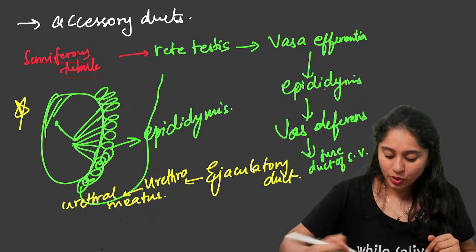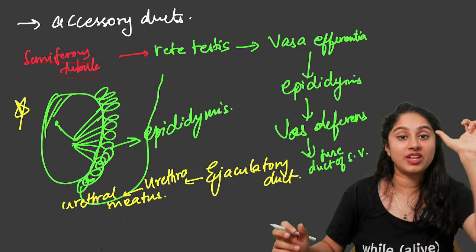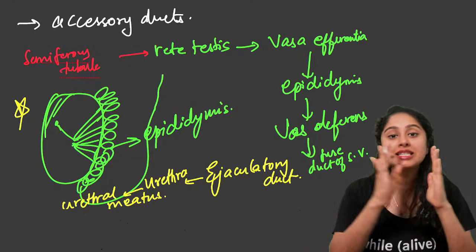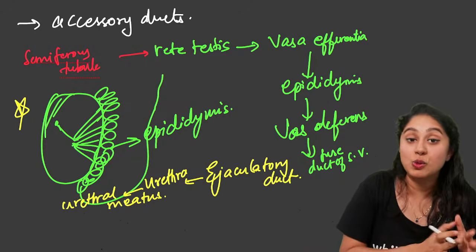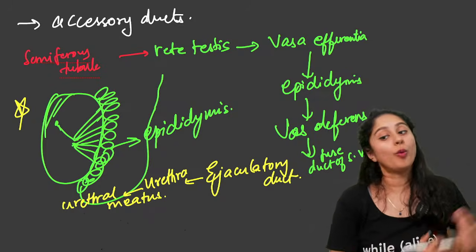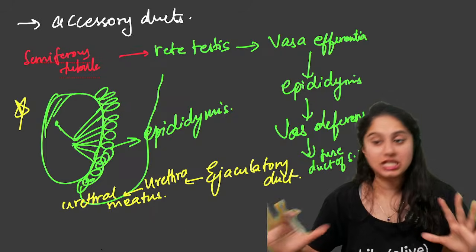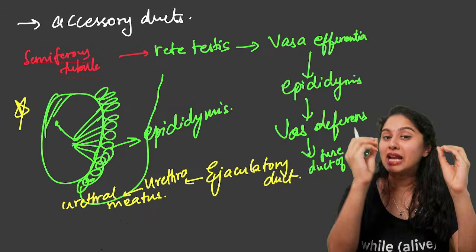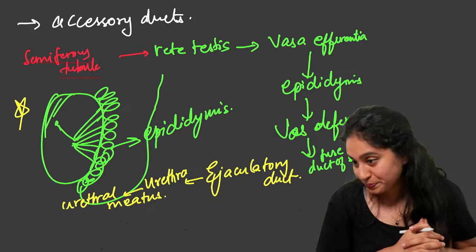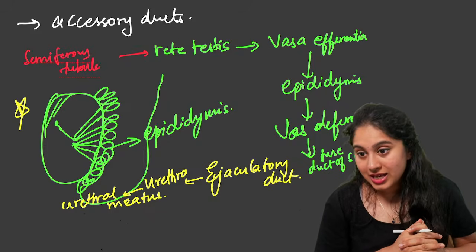So if you look at the flow of the sperms: from the rete testis, vasa efferentia, epididymis, vas deferens, then from the vas deferens it will fuse into the ejaculatory duct. From there it will merge into the urethra and open out through the urethral meatus. This is the flow of the sperm. They can ask you this as a straightforward question, so remember that. Is that clear, everybody?